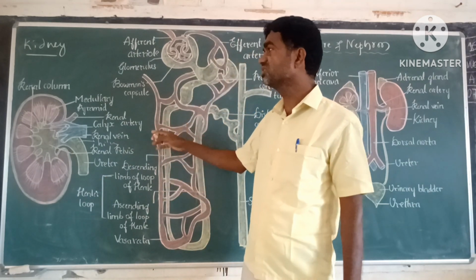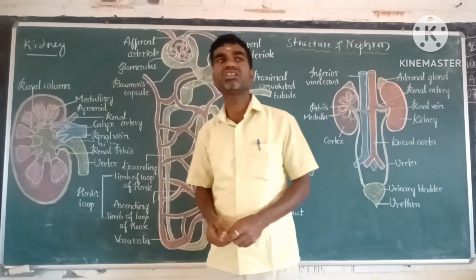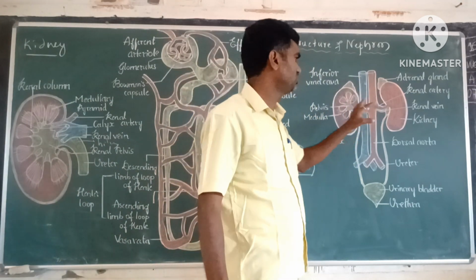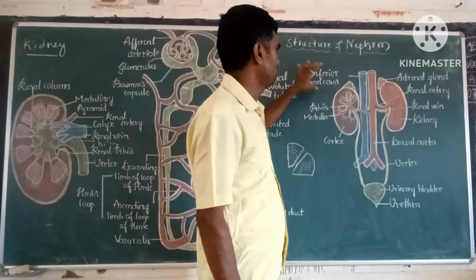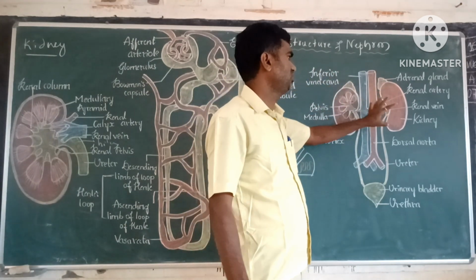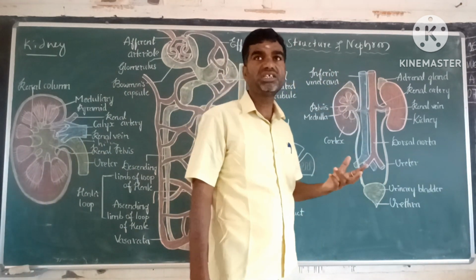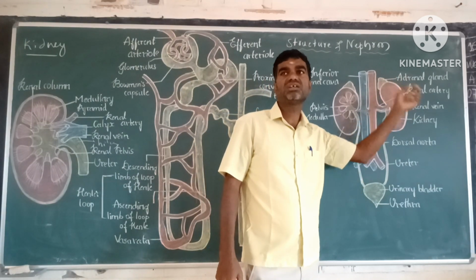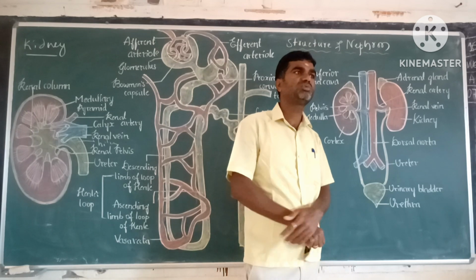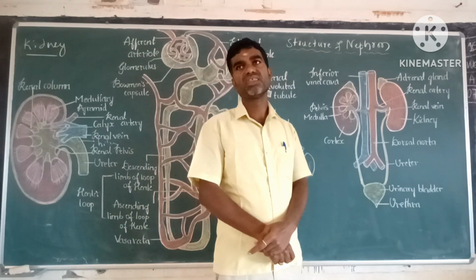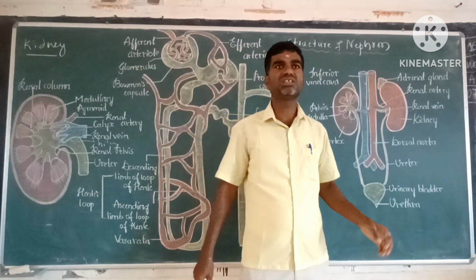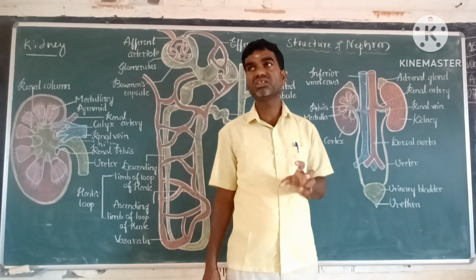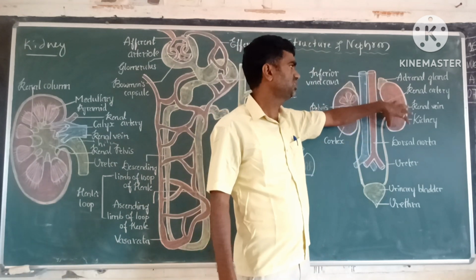So this is the structure of the kidney. Right and left kidneys are there. Above the kidney region, the adrenal gland is there. The adrenal gland releases hormones called adrenaline and noradrenaline. These are the fight-or-flight hormones.